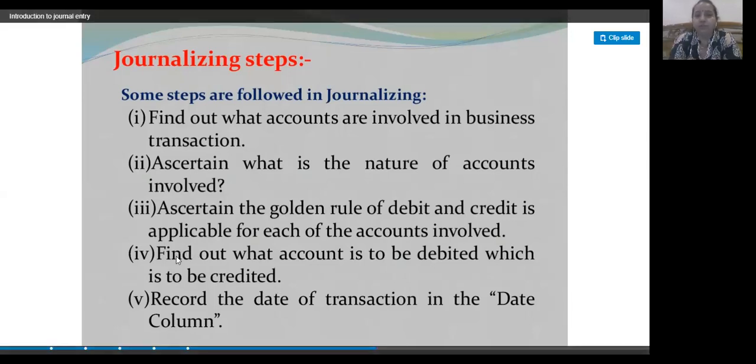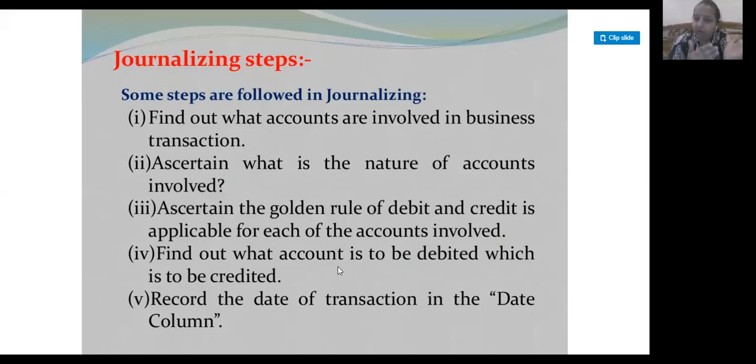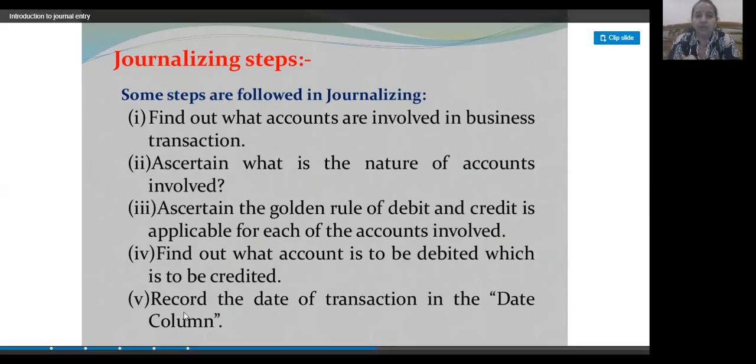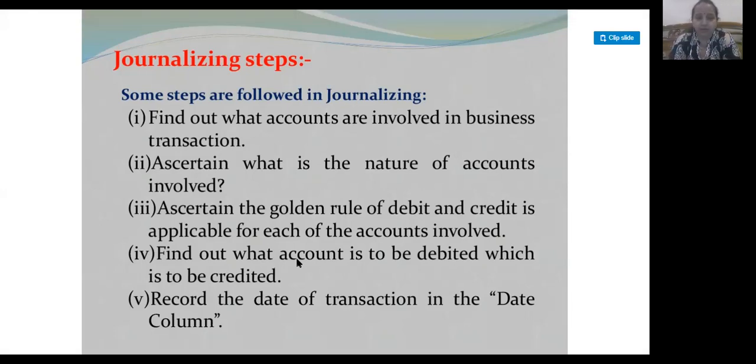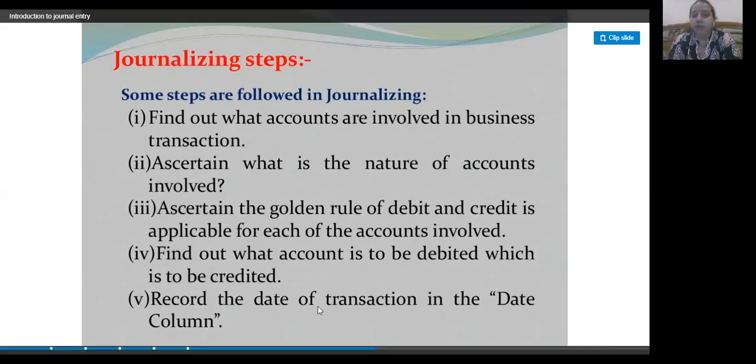Now fourth step is to find out which account is to be debited and which account is to be credited. Something which is coming in will be debited, something which is going out will be credited. Okay. Then last one is when you have understood all the concepts, you have found out the account, you have identified which nature of account it is. Now you have applied golden rule to it. Then you come to know about which will be debited and which will be credited. Then last step turns out record the date of transaction.